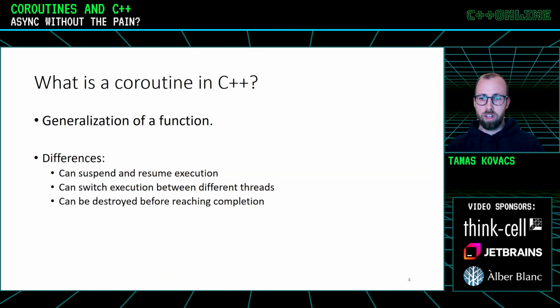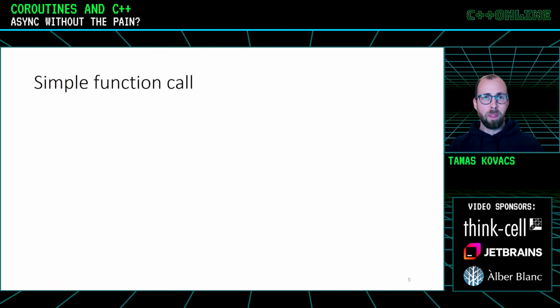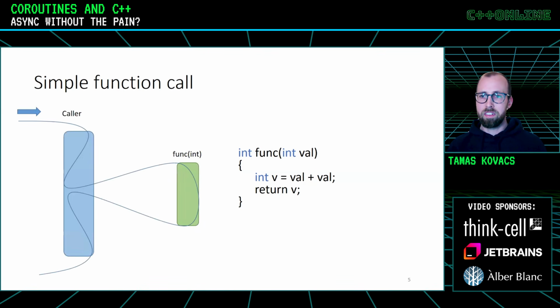And now let's visualize those behaviors quickly. First, we are going to take a look at a simple function call. On the right side, we have a simple function, adding a value and returning it. And that's our current execution flow. Execution leaves the caller and jumps into the function. Inside the function, we compute and return the result. Everything here is strictly linear, nothing unusual happens.